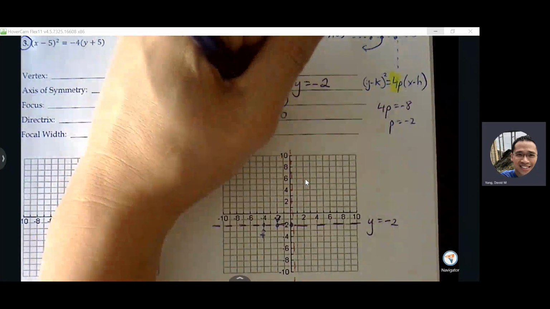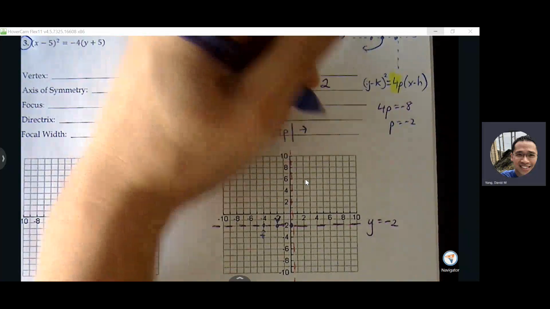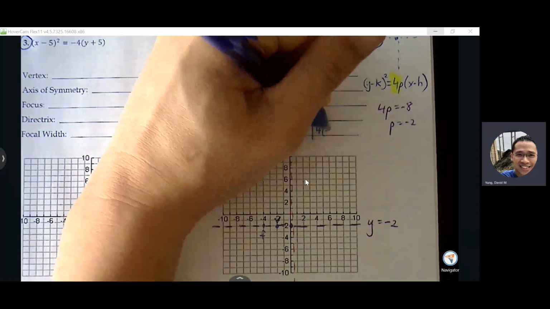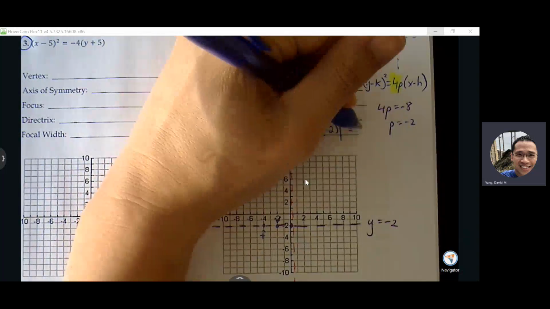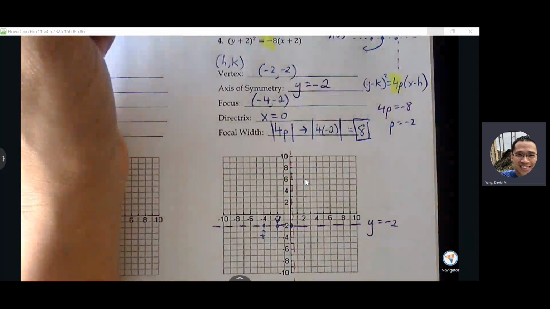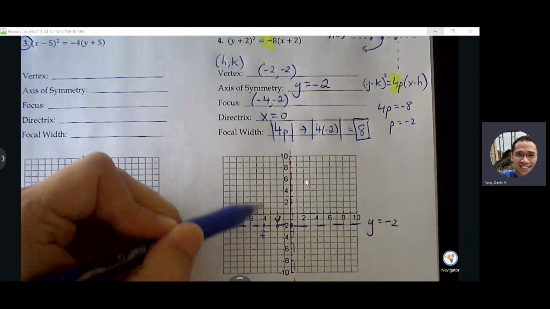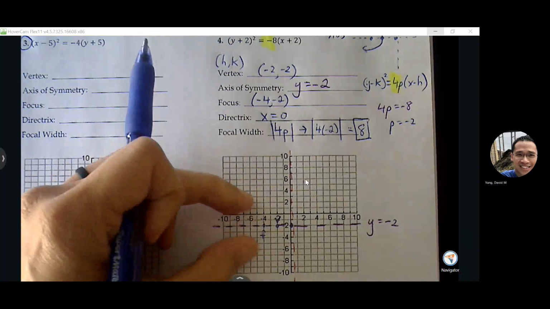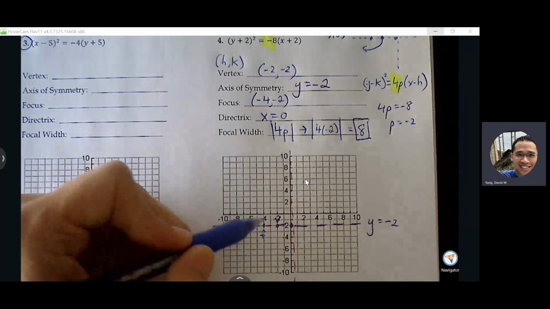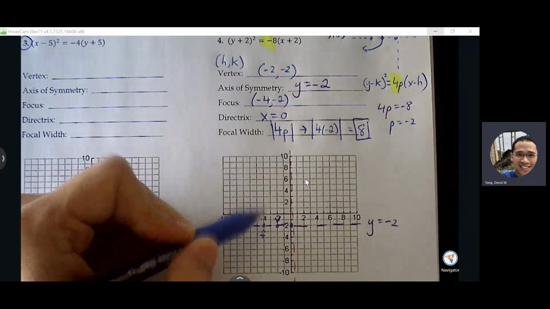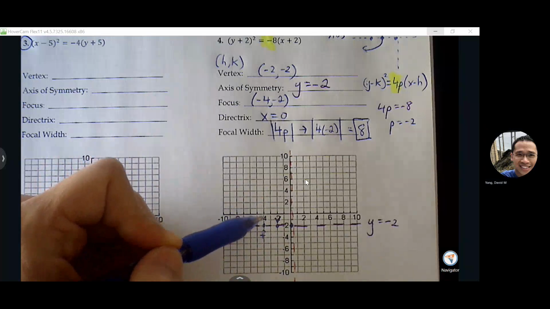Okay, focal width, there's a formula here. Focal width is the absolute value of 4p. P is -2. So if I just put -2 in for my p-value, I get -8. The absolute value of -8 is 8. So I know that my focal width is going to be 8. So that means above and below, I want the full length to be 8, which means the focus is in between. If I want to count 8 units total, I'm only going to count what? How many units up? 4 units up.